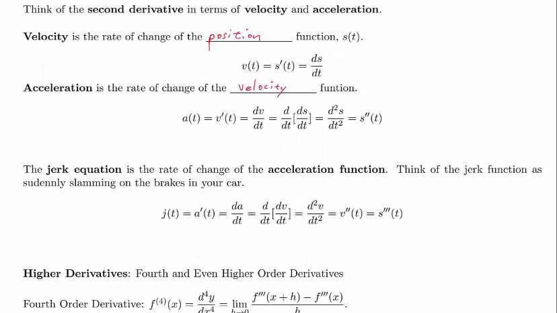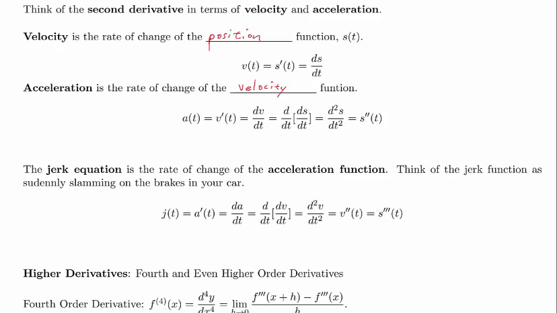And so typically it's used as j of t. The jerk equation is a prime of t, which is again the derivative of the acceleration function with respect to time. And over here we have the derivative of the velocity function with respect to time, the second derivative of the velocity with respect to time, v double prime of t, or s triple prime of t.